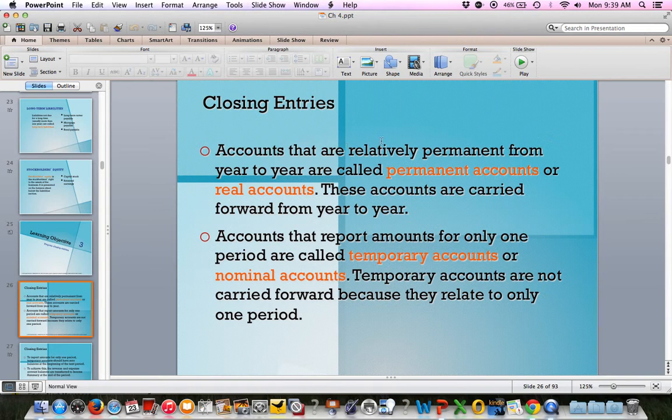So accounts that are relatively permanent from year to year are permanent accounts. We carry their balances forward from one year to the next. And some accounts we only record their balances for one accounting period and then we close them. Okay, so we get to the end of the period, a temporary account, we find out what their ending balance is, and then we close the account to get it ready for the next accounting period.